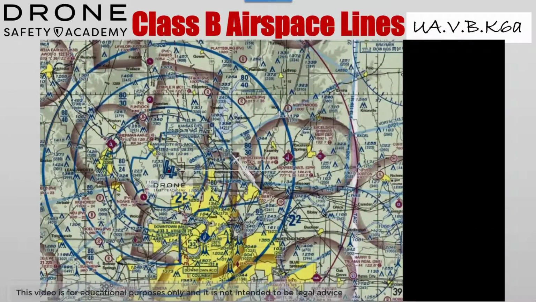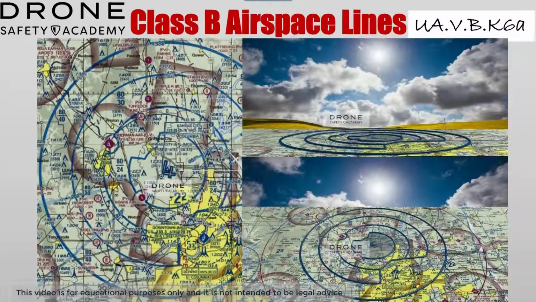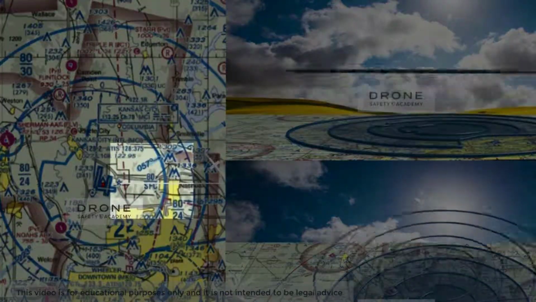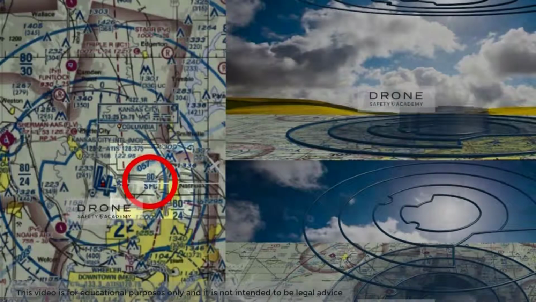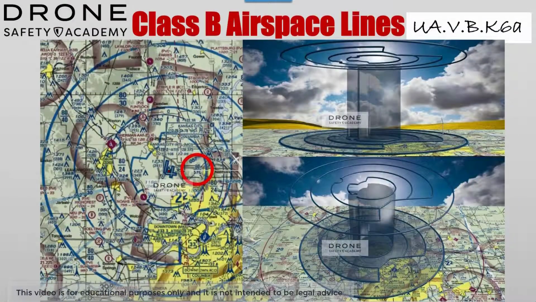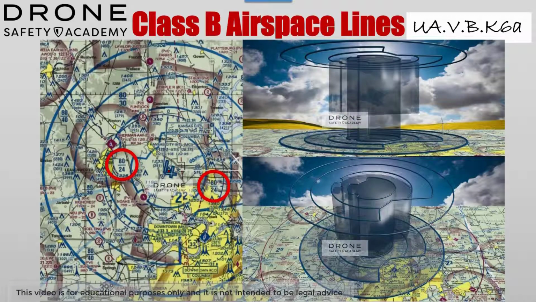All right, let's get started with this Class B airspace example with a core and 3 tiers. In this example, it is around Kansas City International Airport. The core begins at the surface and extends all the way up to 8,000 feet MSL. The first tier begins at 2,400 feet MSL and extends all the way up to 8,000 feet MSL.